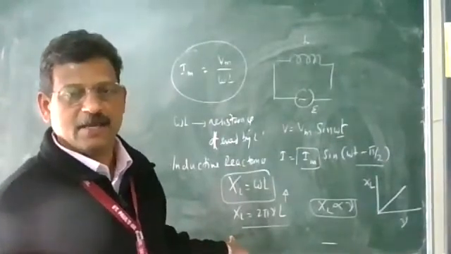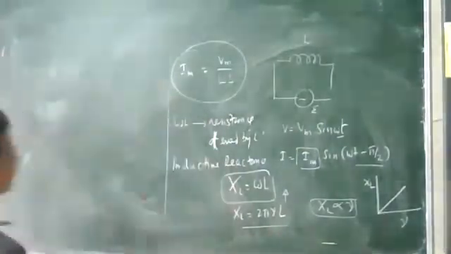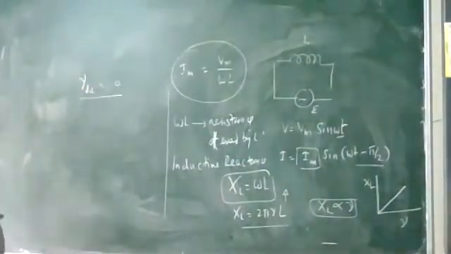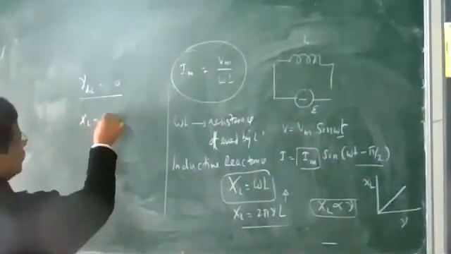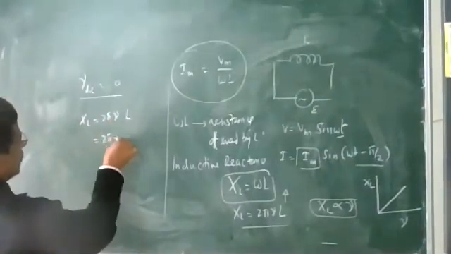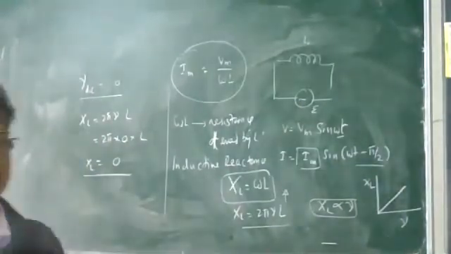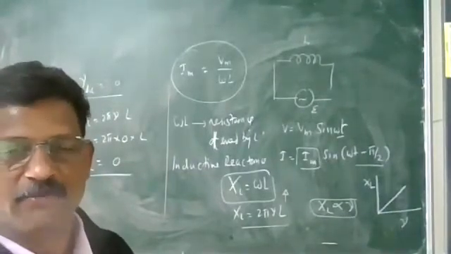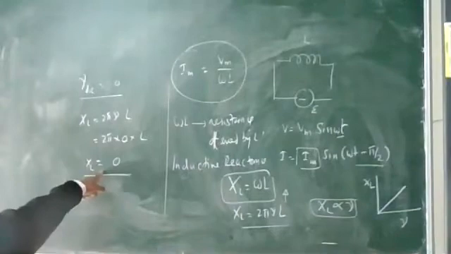Next, for DC current, what is the frequency? What is the frequency of DC current? The frequency of DC current is 0. So if we use an inductor to control DC, just see what is happening. XL equal to 2 pi f into L, that is 2 pi into 0 into L, which is 0. So there is no resistance offered by the inductor to DC. So you cannot control DC current by an inductor because there is no resistance. An inductor cannot control DC current. An inductor can be used only for controlling AC current.